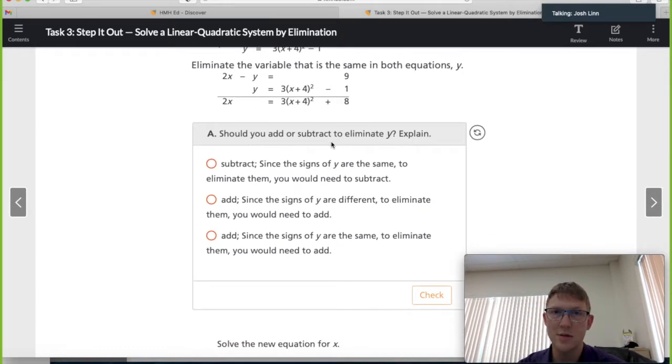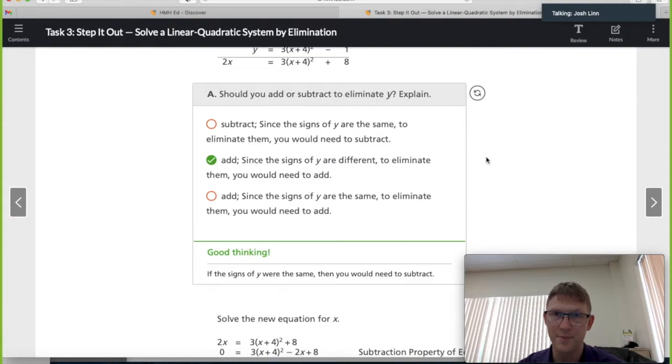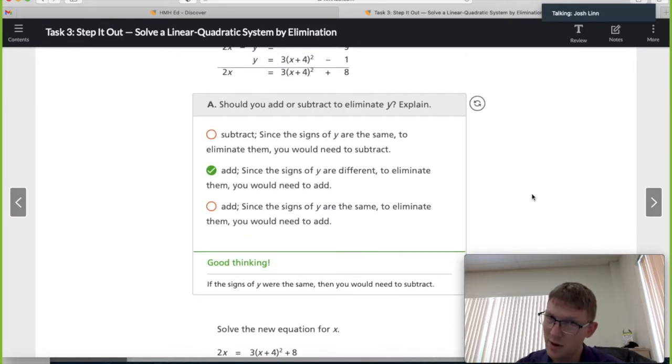So should you add or subtract to eliminate y? In this case, you should add. Since the y terms have different signs, to eliminate them, you would need to add. You can always subtract, but whenever you do subtract, make sure you distribute that negative sign to the whole equation, lest you make a mistake like I do all the time.